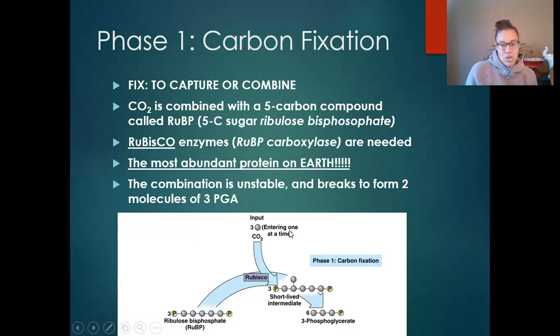So that combination will then break up those molecules into what are called PGA molecules. Do we care what PGA stands for? No, we don't. But just know we'll go from CO2 to create a RuBP, and then that RuBP will be split into PGA molecules, and that's just kind of what's happening over here in our process.